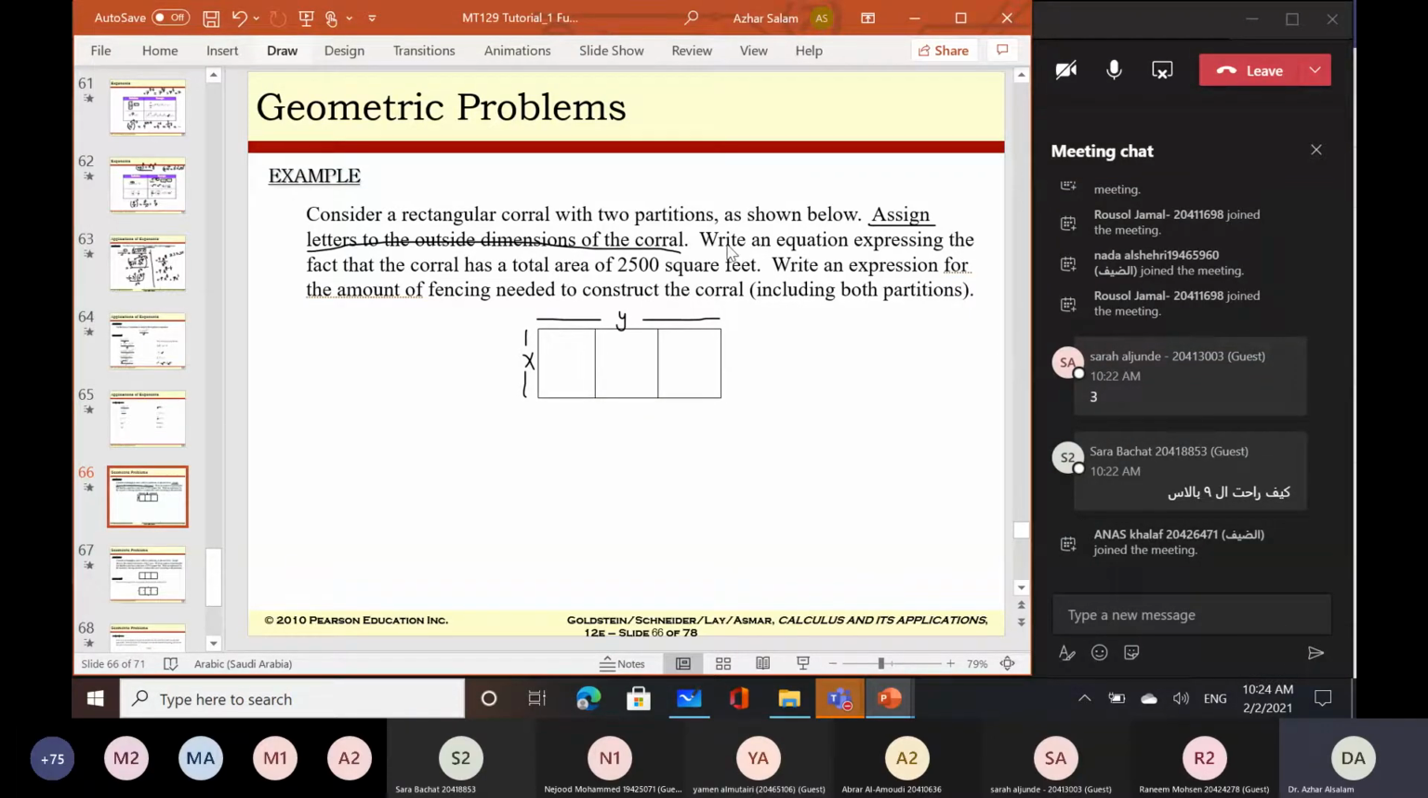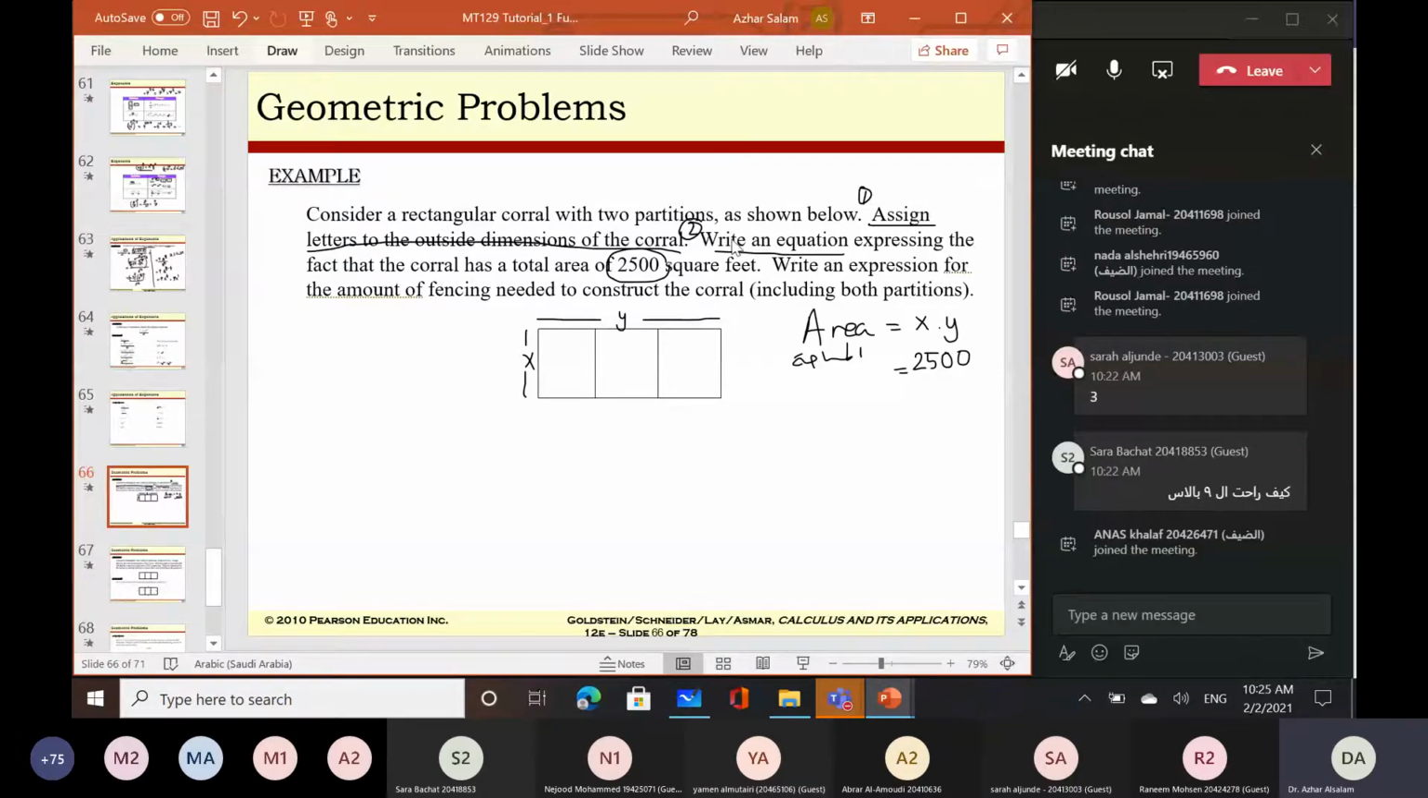Then write an equation expressing the fact that the coral has a total area of 2,500 square feet. The area of this rectangle will be the width multiplied by the length. The length multiplied by the width is 2,500. Okay, this is the second answer. This is first and this is second.